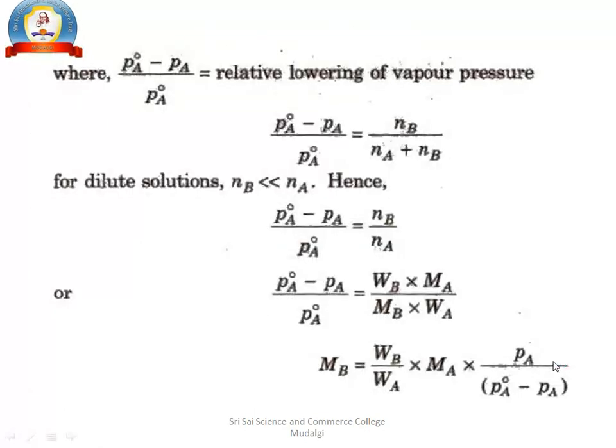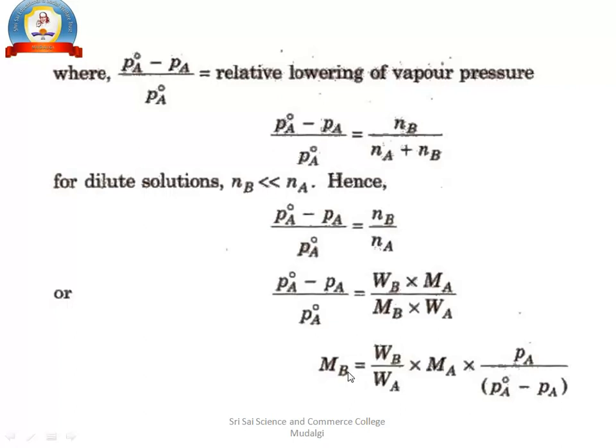Pa divided by (P naught A minus Pa). So the molecular mass of solute can be calculated using the formula: weight of component B divided by weight of component A, into molecular mass of component A, into the vapor pressure of component A divided by the vapor pressure of pure component A minus the vapor pressure of component A. So this formula is very important. Based upon this, we may get problems for 3 marks. Here, in some of the textbooks, it is given as M2.